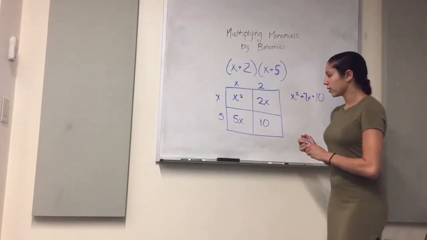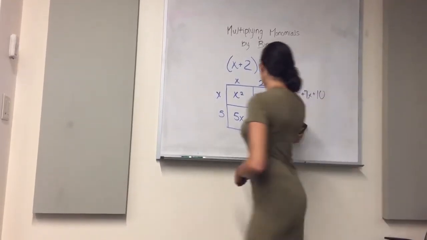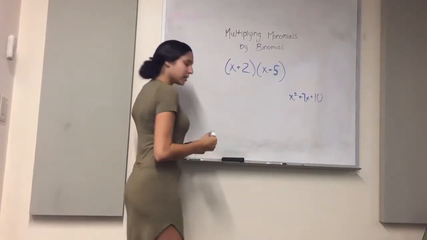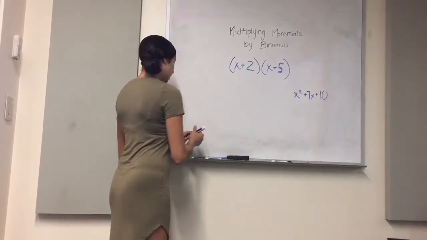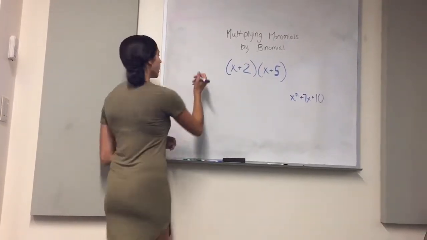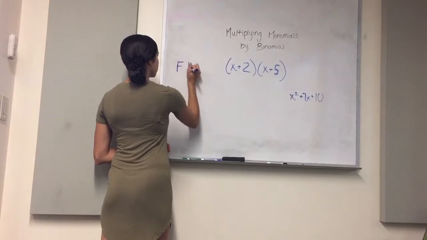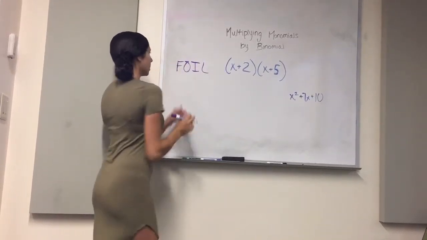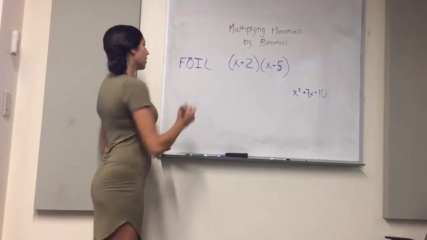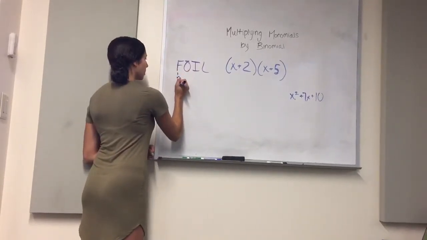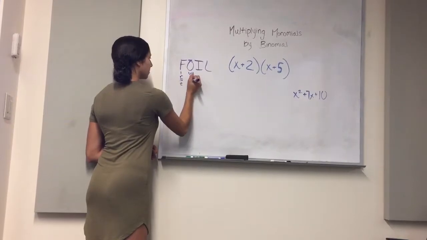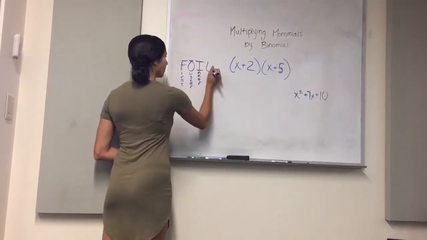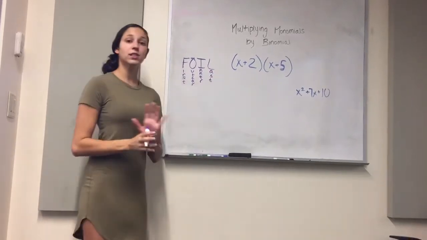Now we could do this one other way without the box method. I'll leave our answer up there just to show that they are the same. And here we're going to do FOIL. So FOIL is a little term, one little word that helps us remember to do a couple of things. So FOIL, F-O-I-L. The F stands for first, the O stands for outer, the I stands for inner, and the L stands for last. Now, what are these talking about?